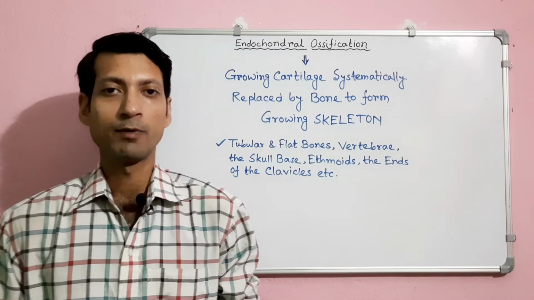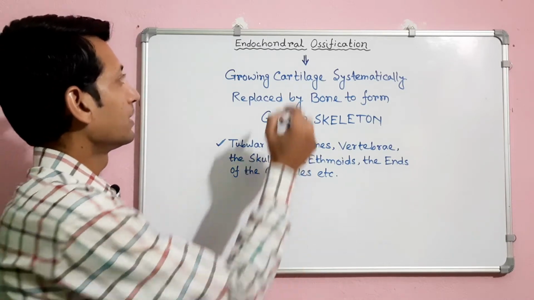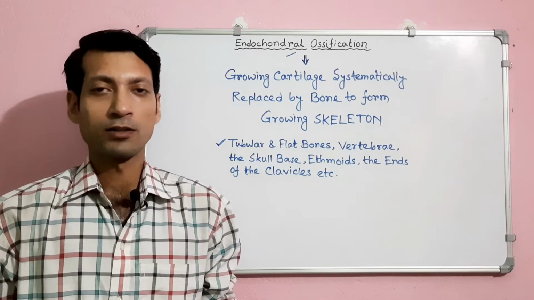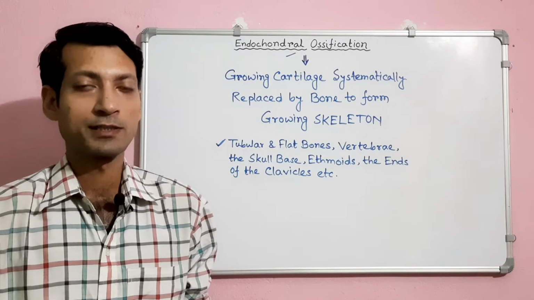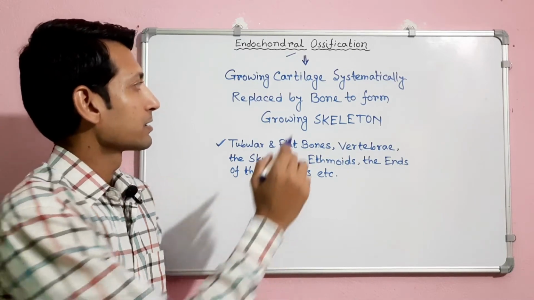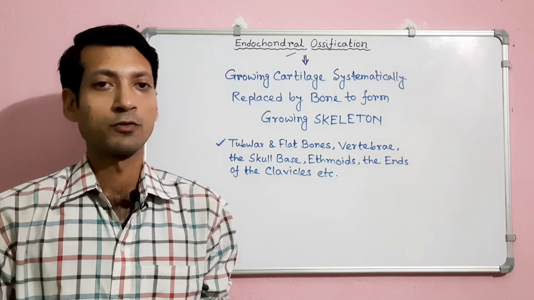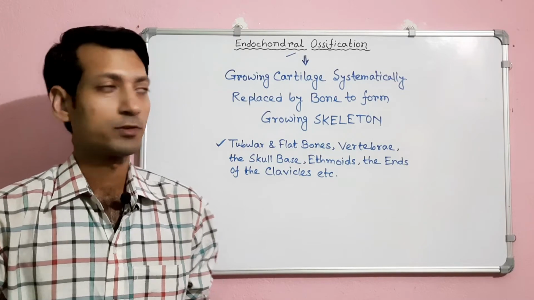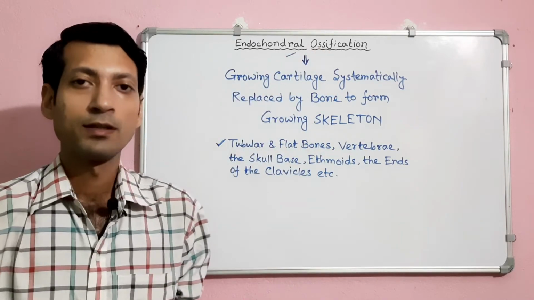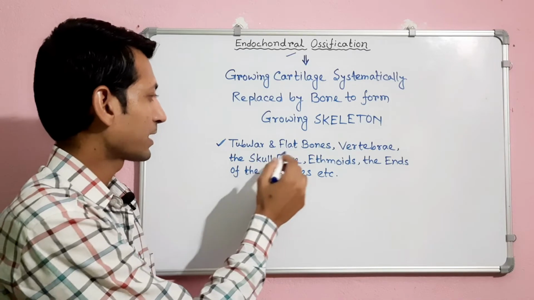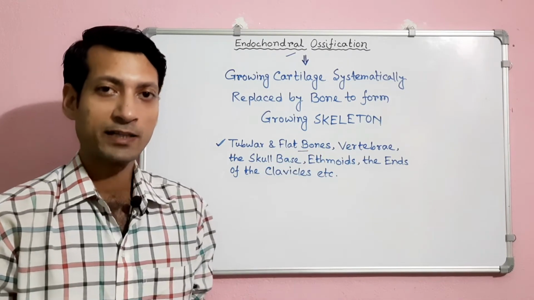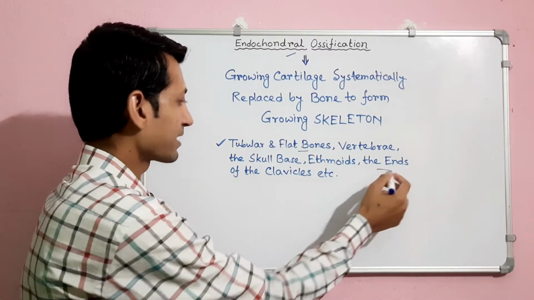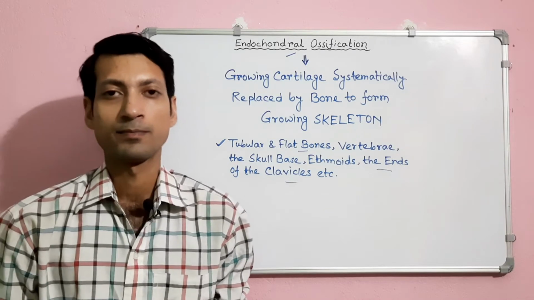Today I will discuss the first phase of endochondral ossification. Endochondral ossification is the process by which growing cartilage is systematically replaced by bone to form the growing skeleton. Most of the bones are formed in this process, for example, tubular and flat bones, vertebrae, the skull base, ethmoids, the ends of the clavicles, etc.